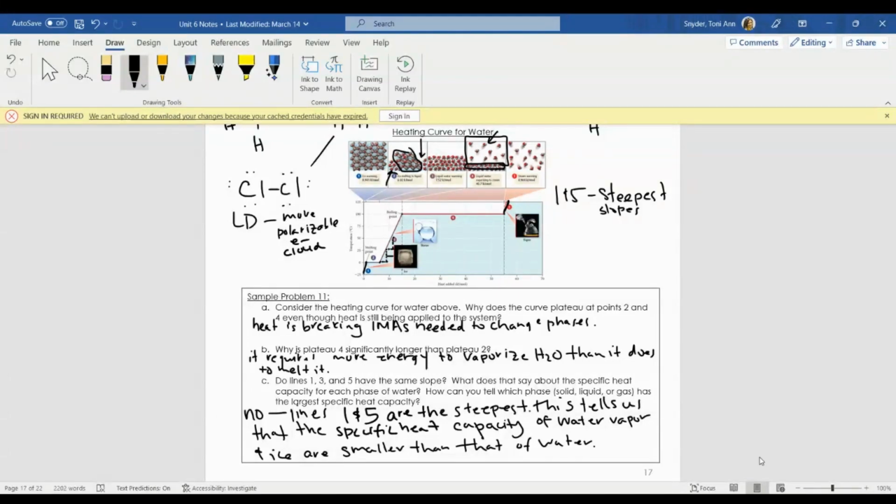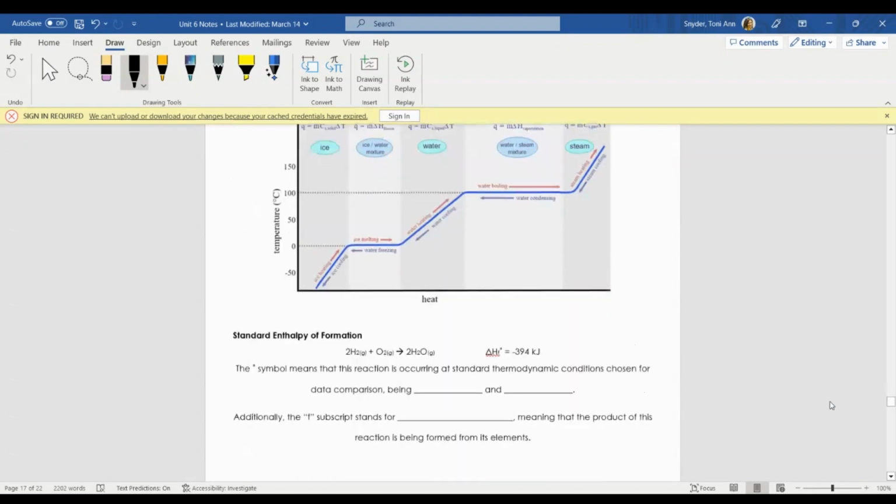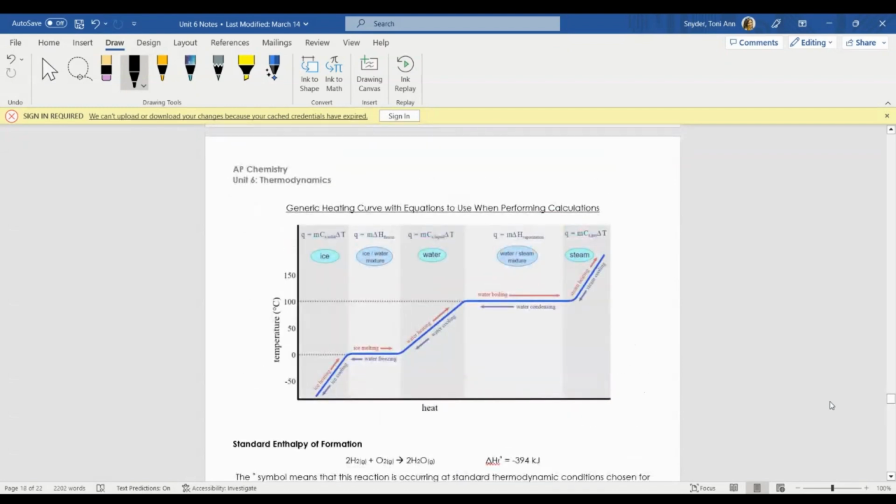Let's take a look at this next page here. Last thing, here's a very generic heating curve with equations for performing calculations. I don't think you're going to have to use too much of this, because I think they just want you to get one equation down. They would never ask you a 5-step question like this. I would do that in Chem too, but I'm pretty sure they don't do that in AP Chemistry. So here's a very generic heating curve, and this is ice, but you can use this for any substance.